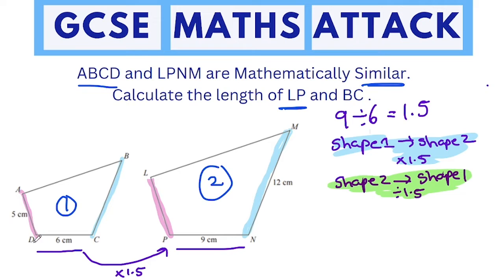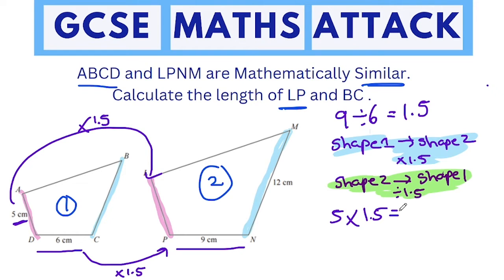So AD is similar to LP. I'm going from shape 1 to shape 2. If I'm going from shape 1 to shape 2, then I need to multiply by 1.5. So I need to do 5 times 1.5, and that will give me this pink length. So 5 times 1.5, that's going to be 7.5 centimeters. So I know that this is 7.5 centimeters.